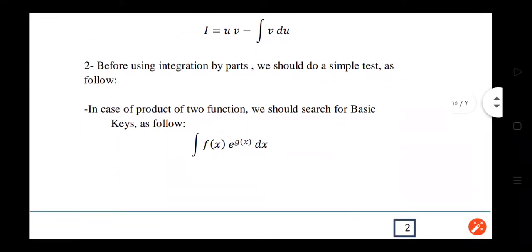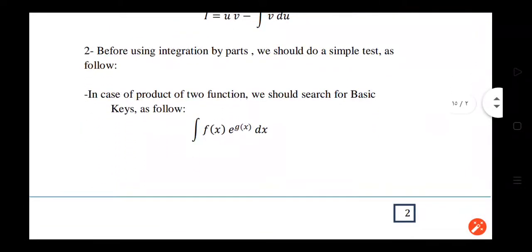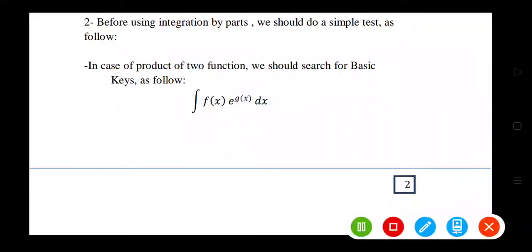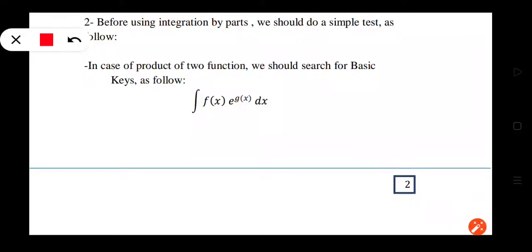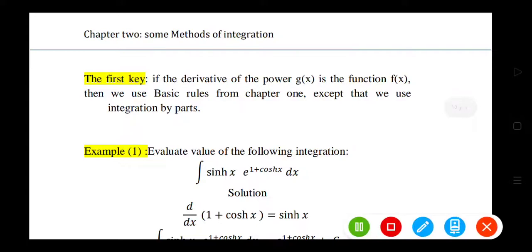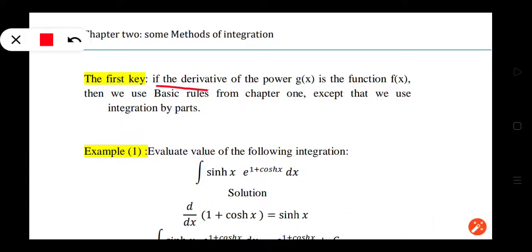Second, before using integration by parts, we should do a simple test. We have three cases. The first case is integration of a function f of x times the exponential function e power g of x. The first key is if the derivative of the power g of x is the function f of x.